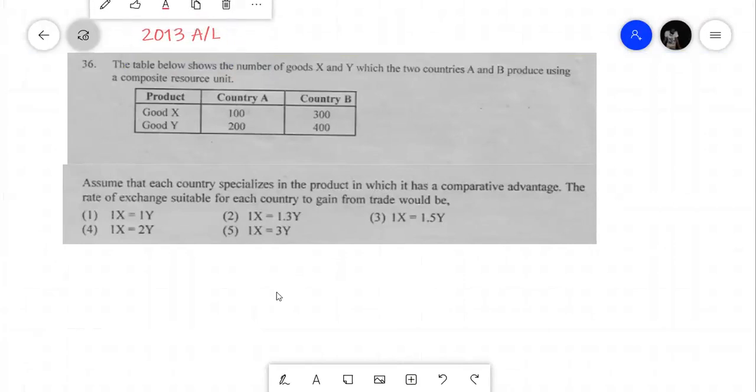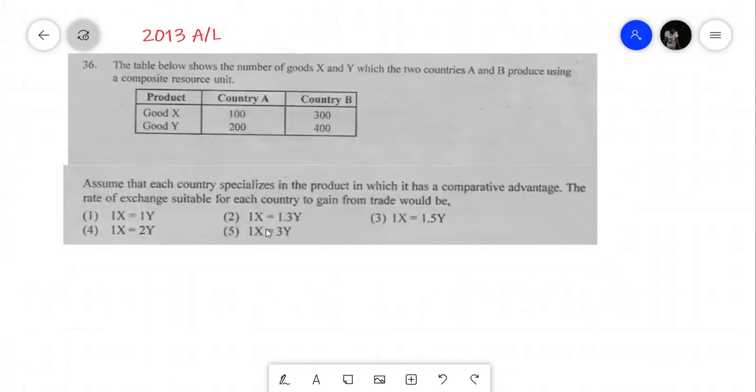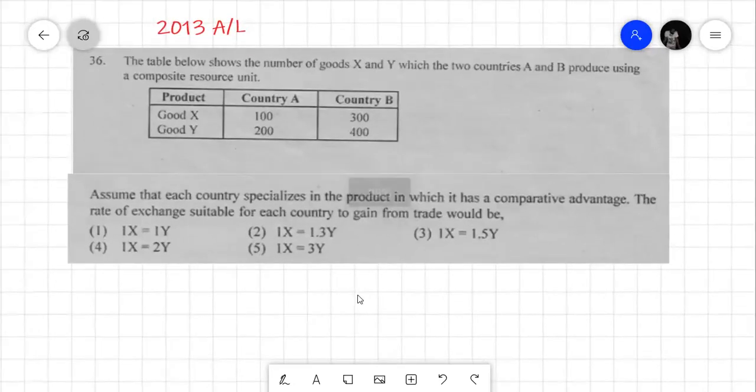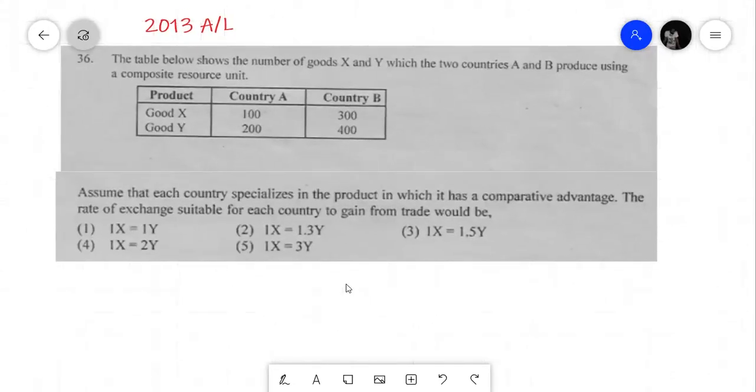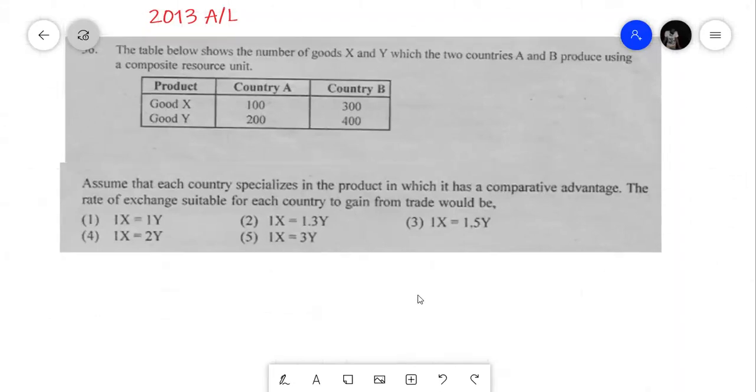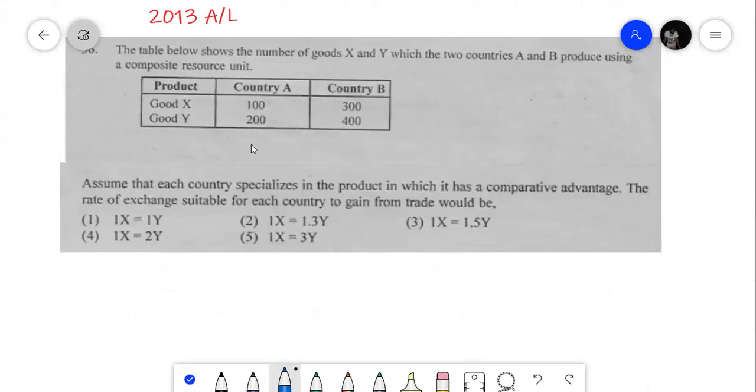Okay, again, easy sequencing. The first question always comes from these calculations, but now it's not a comparative advantage, it's one step ahead on the mutually beneficial exchange rate. But you have to find the comparative advantage for this, right? So here they are saying the table shows the number of goods X and Y which two countries A and B produce using composite resource units. Okay, first of all, input data or output data? What have they given us? They've given us output data, right?